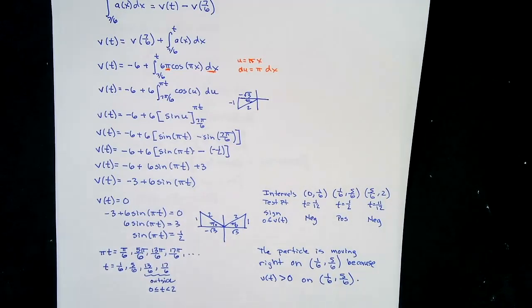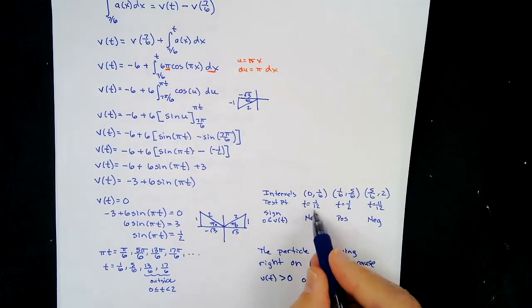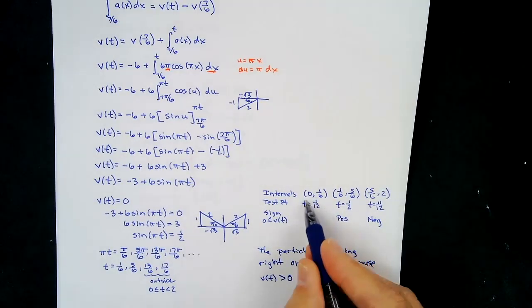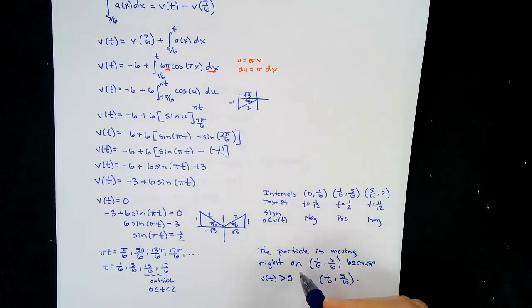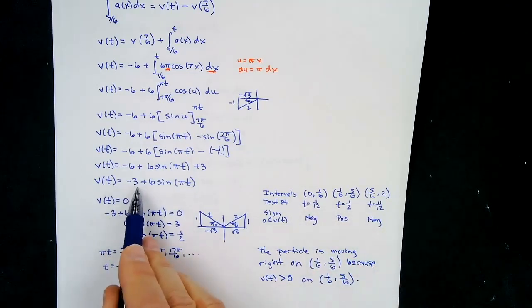All right, so that's just an extra example. You may come across some problems like this during your homework. This is not going to give you a special right triangle or anything. So you got to put these in your calculator to determine if the velocity is negative, and you put them into this velocity function right here.